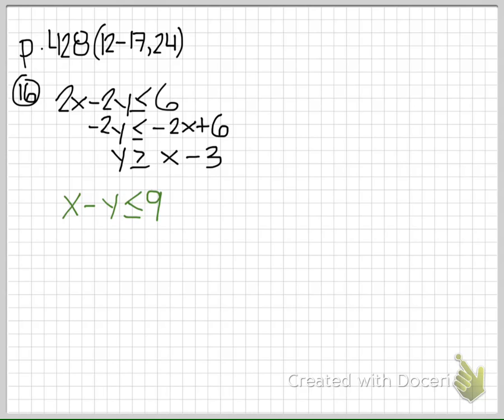Looking at that second equation, it's x minus y is less than or equal to 9. You subtract x from both sides of your inequality, and then you divide by -1. Again, when you divide by a negative, that inequality symbol changes.